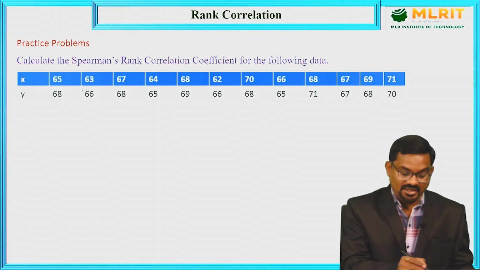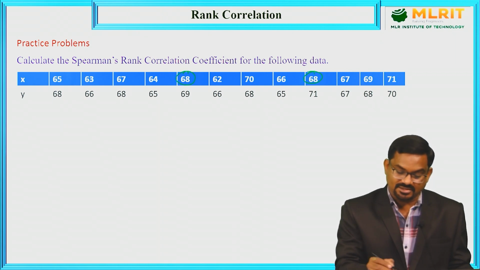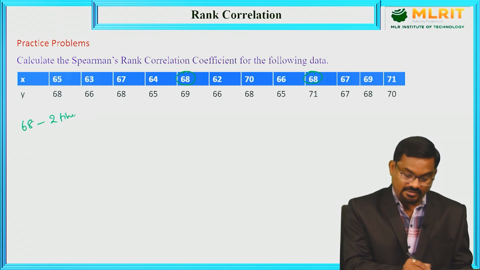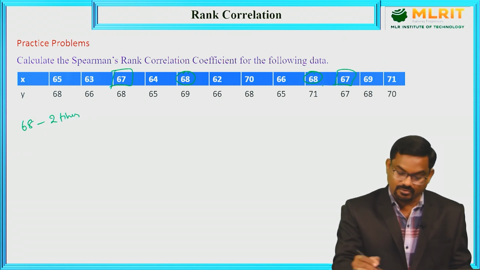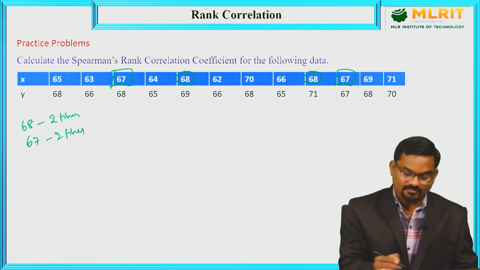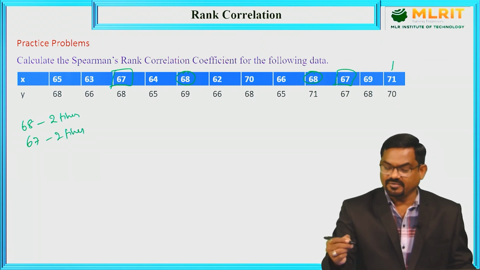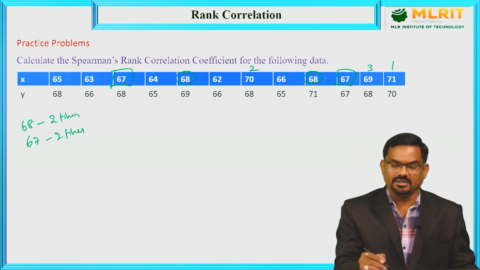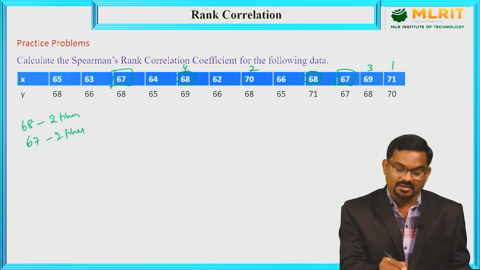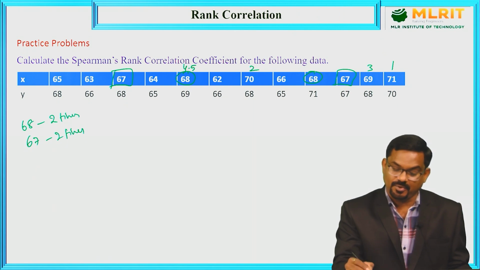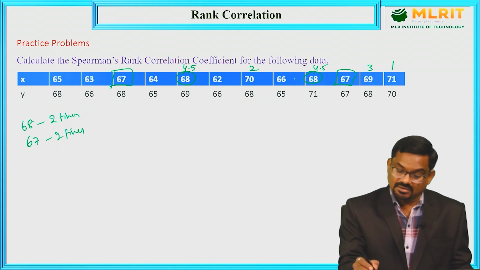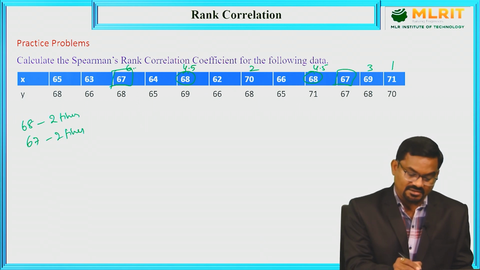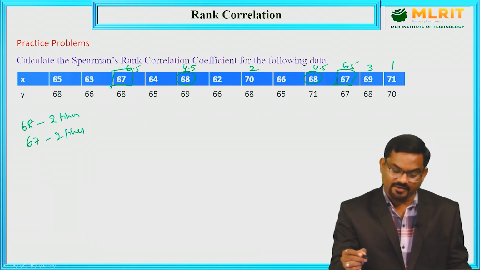Now, coming to x values, here the 68 is repeated twice, then 67 is repeated 2 times. Now, to assign the ranks, the top one 71 first rank, 70 second rank, 69 third rank. Now, 68 is repeated twice. So, 4th and 5th ranks are shared to this repeated value. So, average rank is 4.5. So, 5 ranks are over. Next, 67 is repeated twice. So, 4, 5 over, then 6 and 7, 6.5 here, 6.5 here, 7 ranks are over.